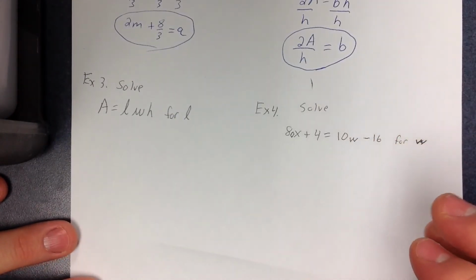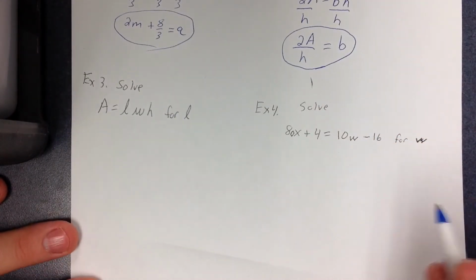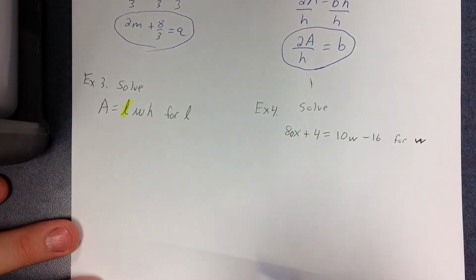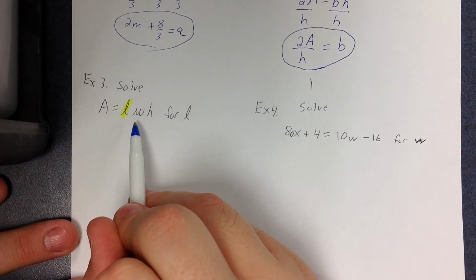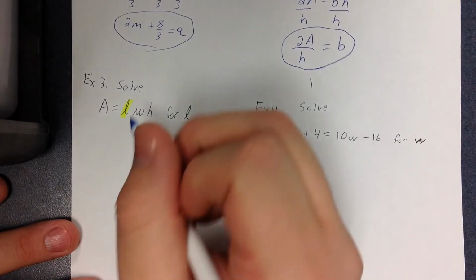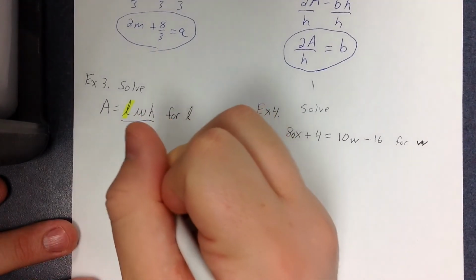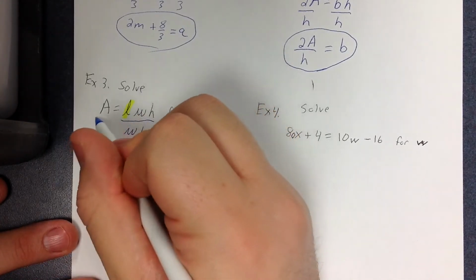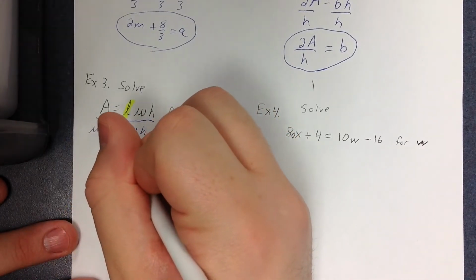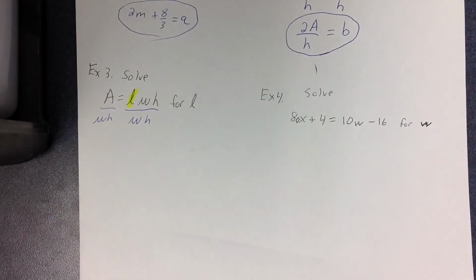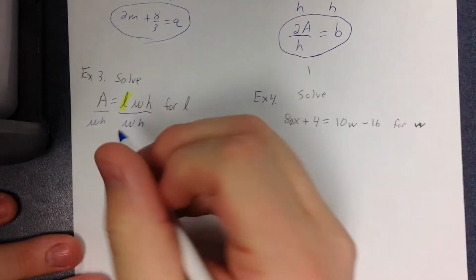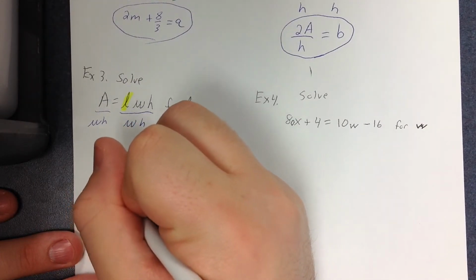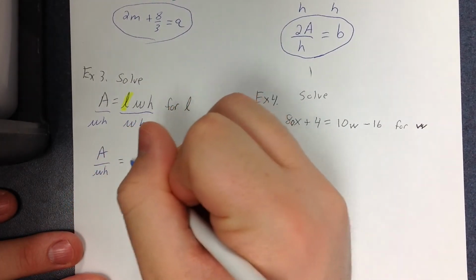Example 3, solve A equals LWH for L. So again, I'm trying to get the L by itself. Now again, this just means L times W times H. So I need to do the opposite to get rid of the W and H, which means I need to divide both sides by W and H. And again, I can divide them both in one step since I'm doing the same thing. So I get A over WH equals L.